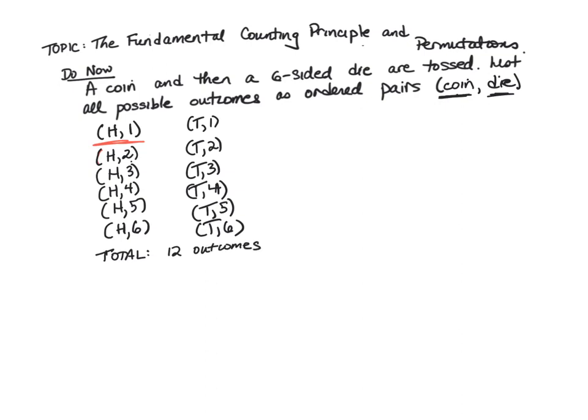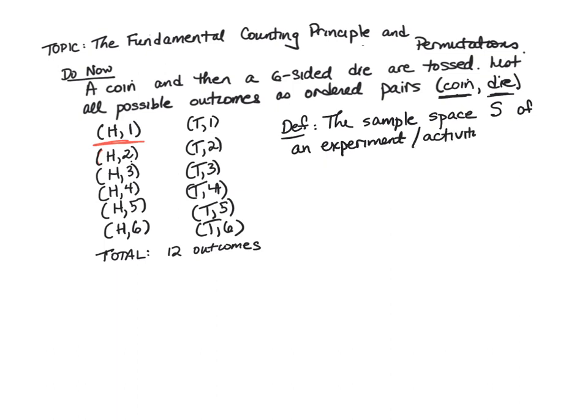And let's introduce a few definitions. The list of all possible outcomes that can occur in an experiment or an activity is called the sample space. So let's define it here. Definition: the sample space, which we usually denote with a capital S, of an experiment or activity, is the set of all possible outcomes.